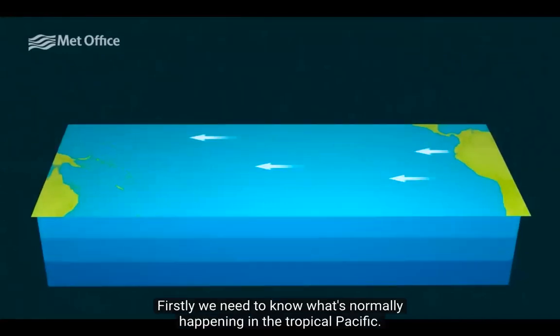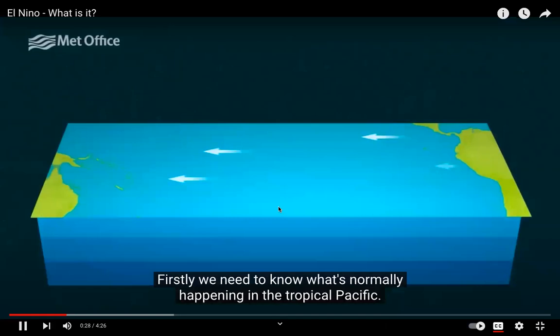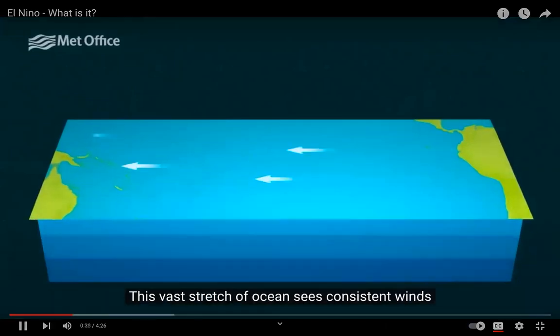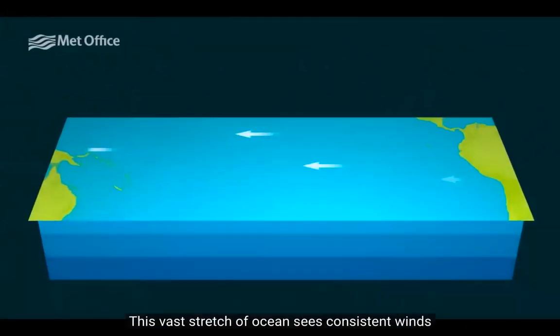Firstly, we need to know what's normally happening in the tropical Pacific. This vast stretch of ocean sees consistent winds, called trade winds, that blow.